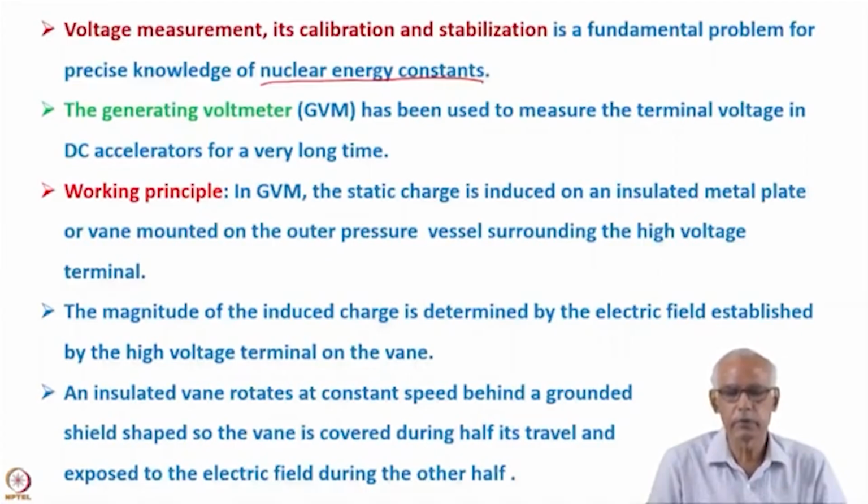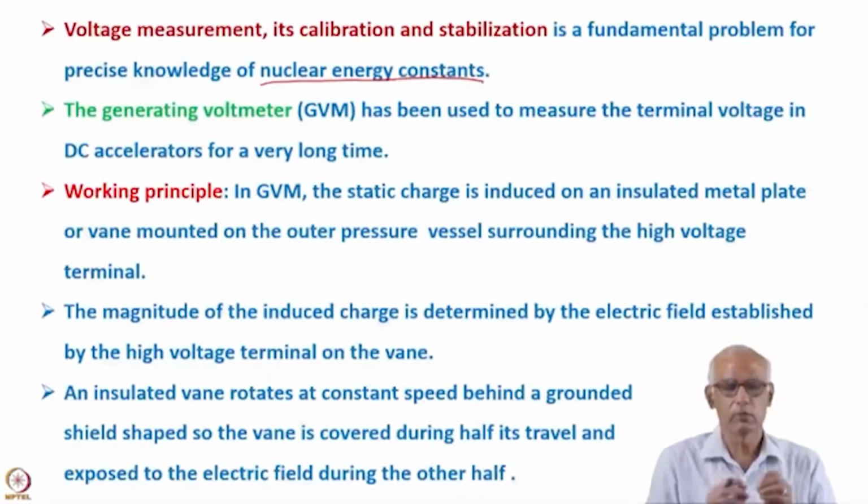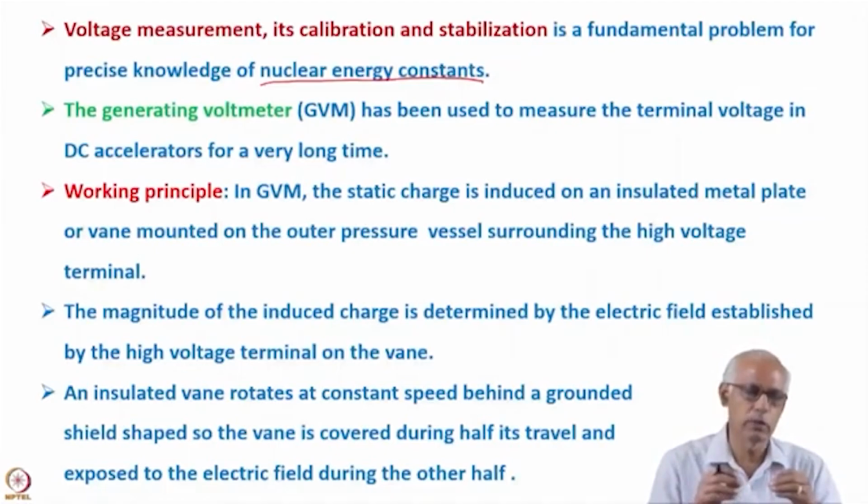The generating voltmeter has been used to measure the terminal voltage in DC accelerators for a very long time. Initially it was used even to measure the energy, but as I said that may involve some errors, and therefore nowadays the voltage measured using GVM is used only to get an idea about the voltage, plus to avoid corona discharges and things like that, or the breakdowns.